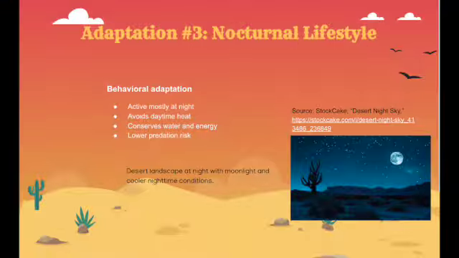The kangaroo rat is nocturnal, meaning it is active mostly at night. This is another behavioral adaptation. The nighttime desert image helps demonstrate why nocturnal behavior is beneficial. Temperatures are significantly cooler at night, which lowers water loss and reduces the risk of overheating.